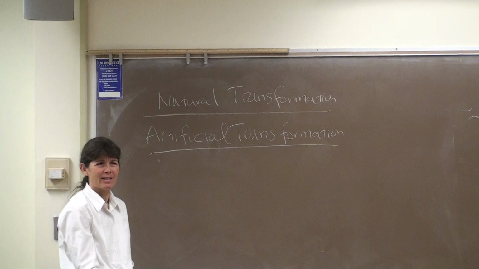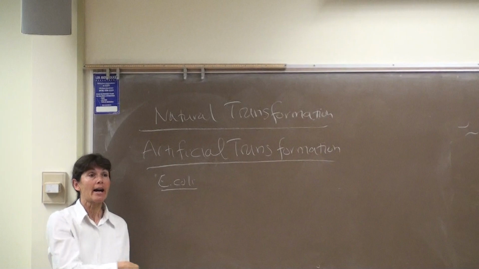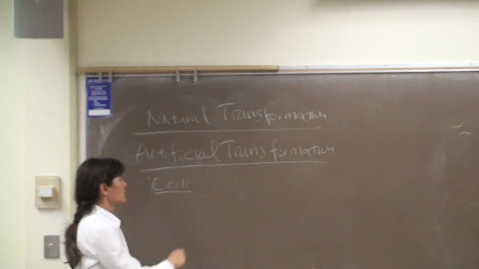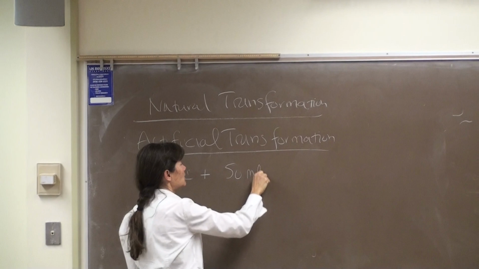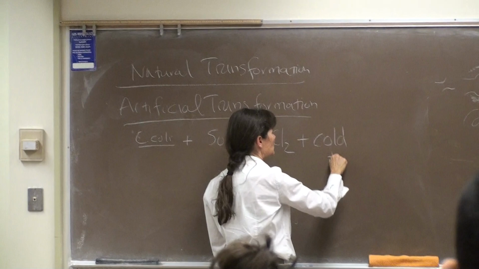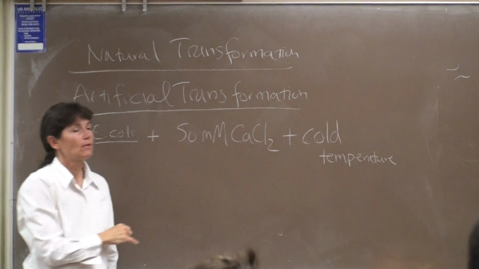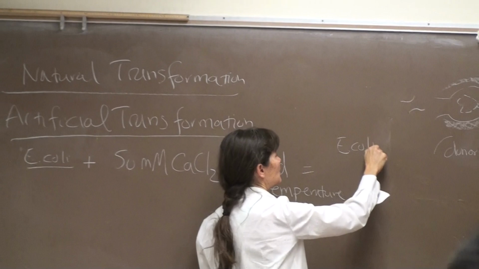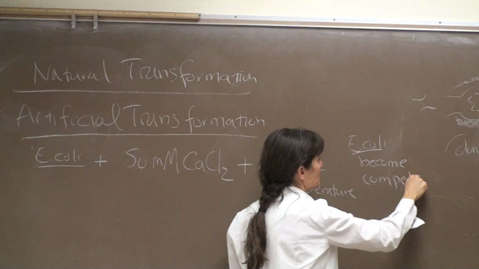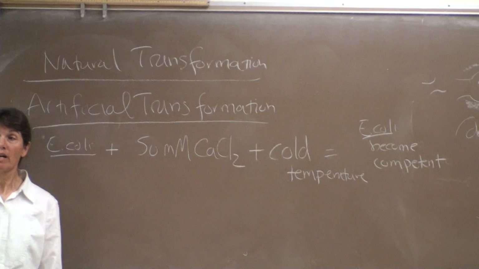So we'll use our good friend E. coli, which again lacks DNA binding protein, so it's not naturally transformable. And what the scientists figured out is if you treat the E. coli with 50 millimolar calcium chloride and cold temperatures, so you incubate them on ice in this 50 millimolar calcium chloride, that will make the E. coli artificially competent. And we don't mean that they're expressing DNA binding proteins. What we mean is we can drive naked DNA into these treated E. coli.